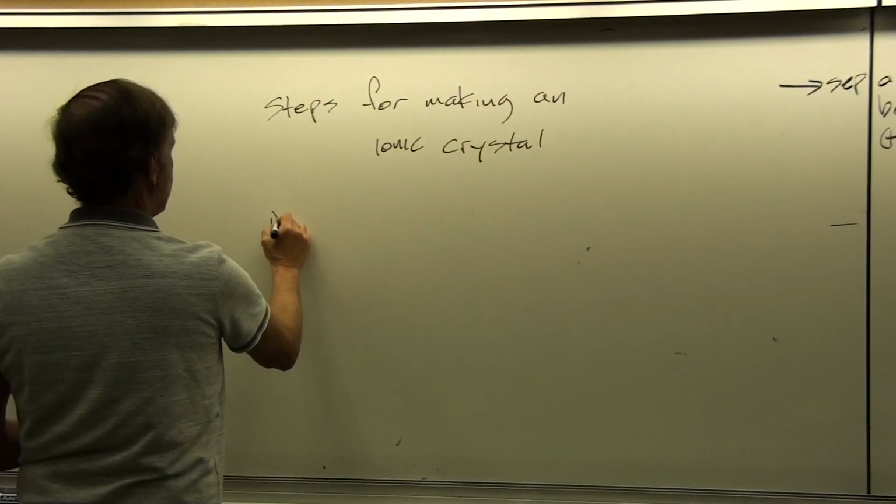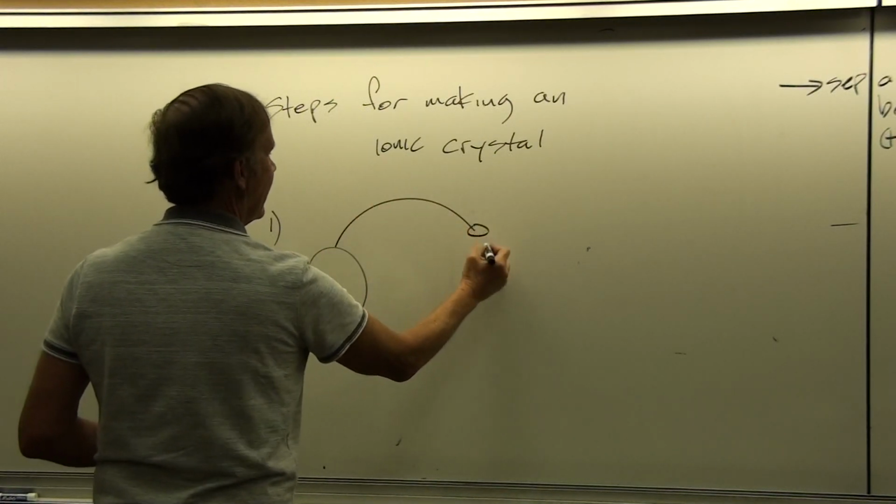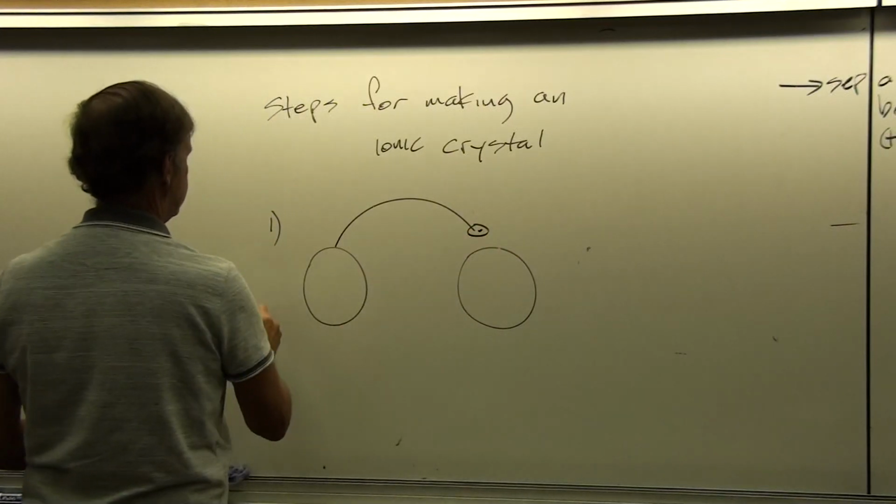Step 1, you have to take the electron off of one of the atoms and add it to the other one.